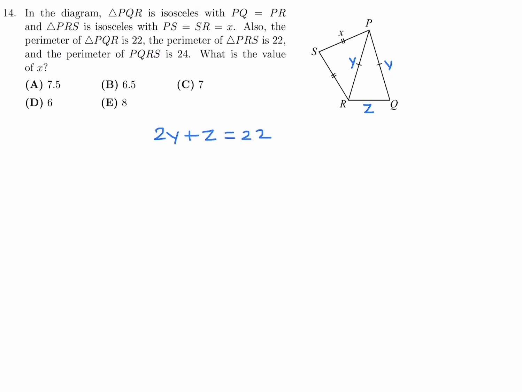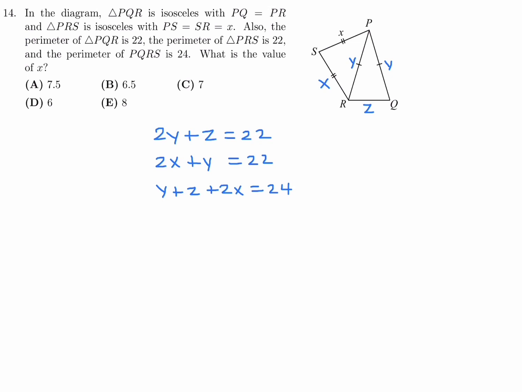PRS is 22. PRS. So that means this is x, right? 2x plus y is 22. And then PQRS, that perimeter is 24. So that's going to be PQRS. So y plus z plus 2x, that's 24. Okay. So this is the system of equations we have to work with, and eventually we're trying to find the value of x. Okay.